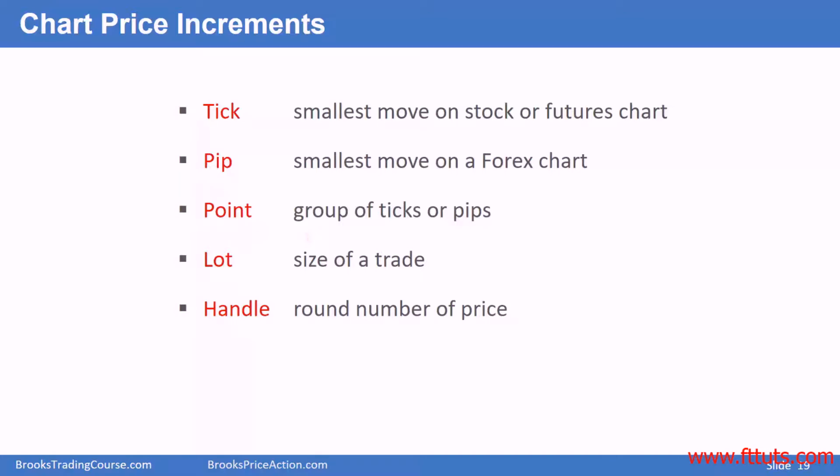A point is a group of ticks or pips. So for example, 1 point on the E-mini chart is 4 ticks. A corresponding move on the SPY ETF chart is 10 ticks. You'll sometimes hear traders talk about the lot size. I traded 5 lots, which means you traded 5 contracts or 5 shares or 5 units or 5 something. And a handle is a big round number. So if the SPY is trading at 202.50, you would say it has a 202 handle on it.